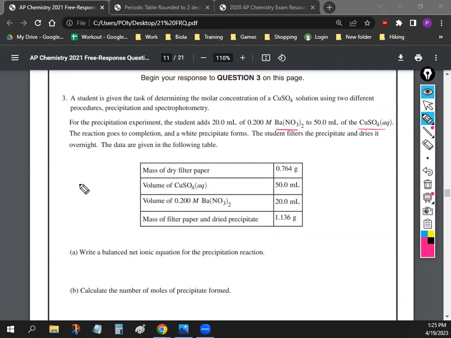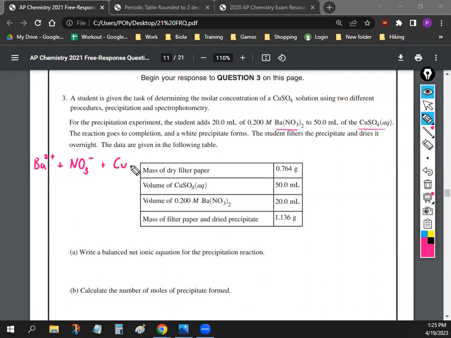So we have barium nitrate, and anything that reacts with nitrate is going to ionize. Remember, nitrate is Taylor Swift. It breaks up with everybody. And so it's going to become this. So that's barium nitrate, and obviously these are all aqueous. I'm just not writing it.